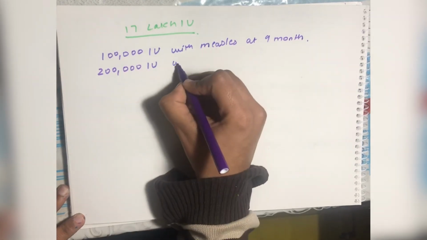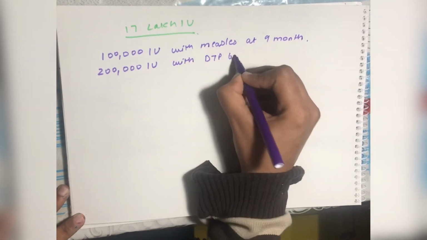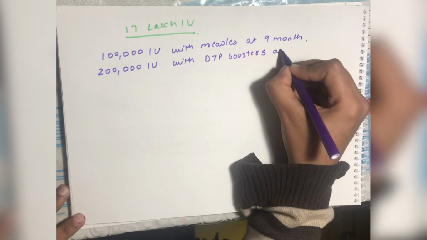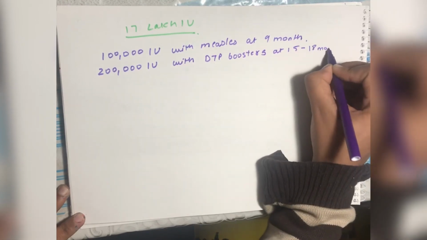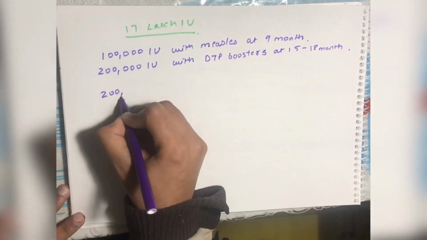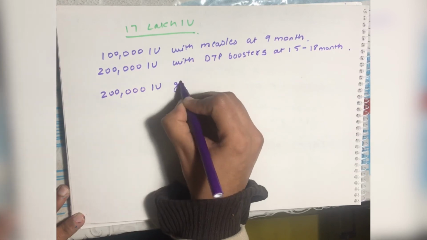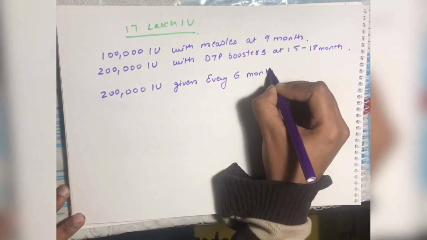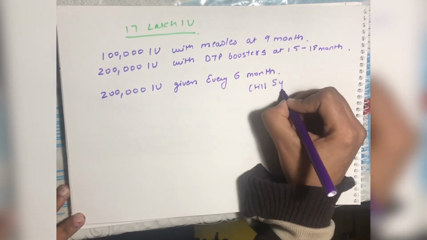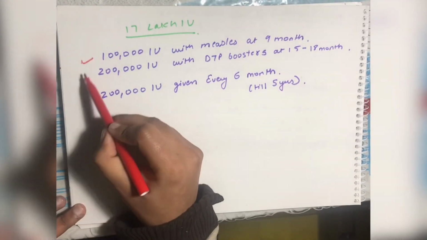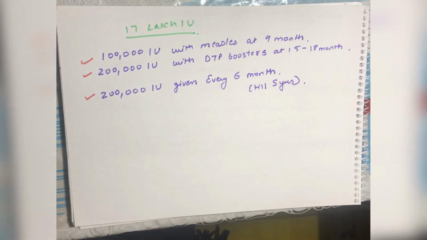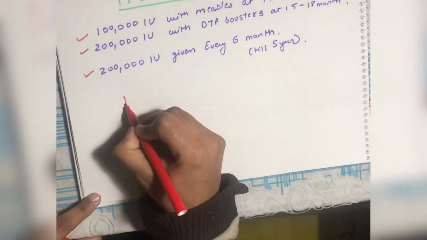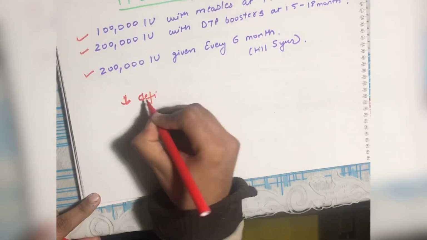Then we have to give 2 lakh international unit with the DTP booster at 15 to 18 months, and then again 2 lakh international unit is given every 6 months till 5 years of age. So always remember: 1 lakh with the measles at 9 months, 2 lakh with the DTP at 15 to 18, and then 2 lakh every 6 months.